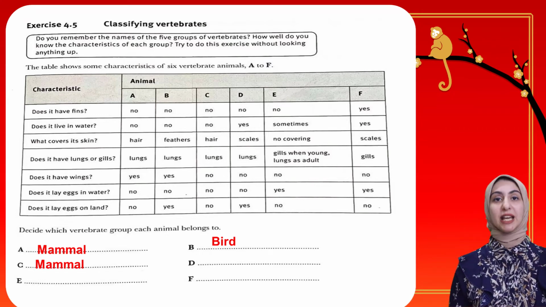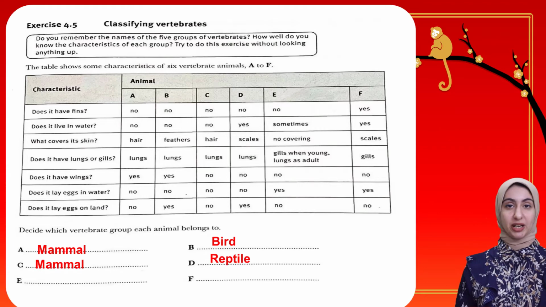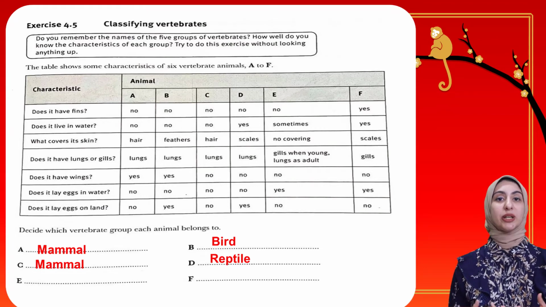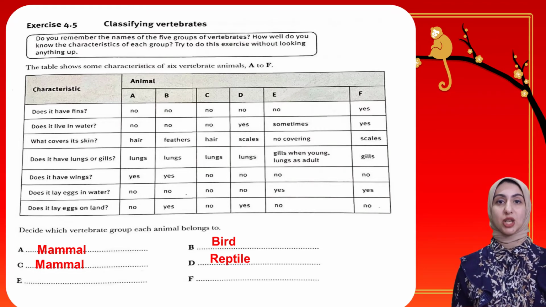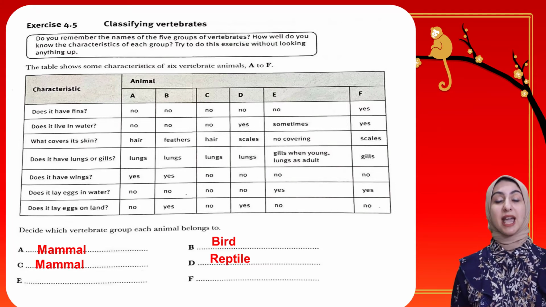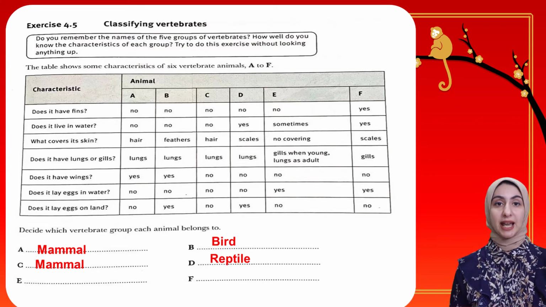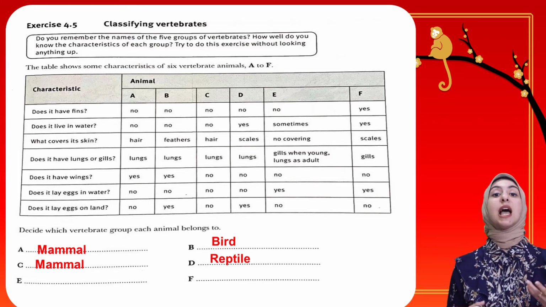For animal E, it doesn't have fins and it can live sometimes in the water, and for its skin, no covering on its skin, has gills when young and lungs as adult. It doesn't have wings and it is laying eggs in the water, but it cannot lay eggs on land, so it is classified as amphibian.